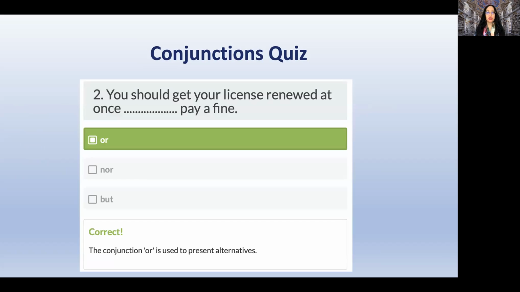So the conjunction or is used to present alternatives, okay? If you don't get your license, then you'll pay a fine. So the alternative is you get your license renewed, or the alternative is you pay a fine. Okay.